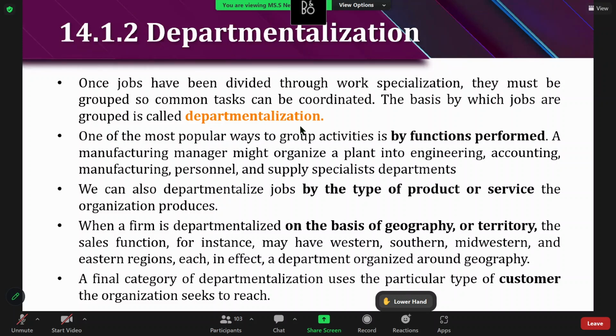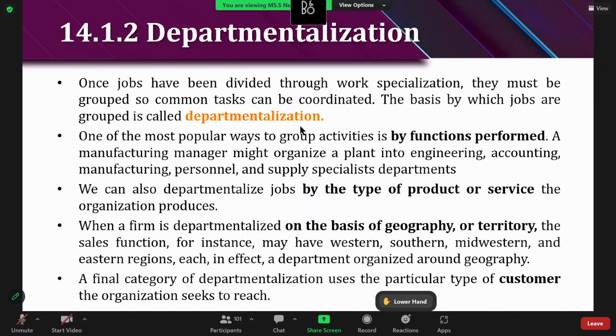We can group whatever tasks fall under accounting-related functions as accounting, and whatever tasks are related to the manufacturing or production of goods and services, we can call manufacturing. Whatever tasks are related to managing people, maybe recruitment, selection, and all, we can group under the title of personnel. So here the tasks are grouped based on their functions, the areas which the tasks are related to. This is one of the most popular ways of doing departmentalization.